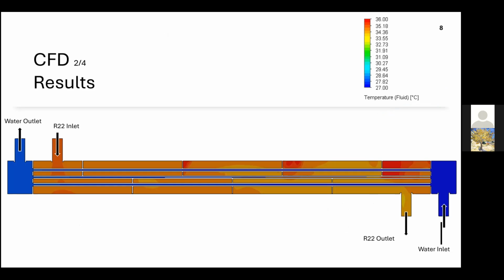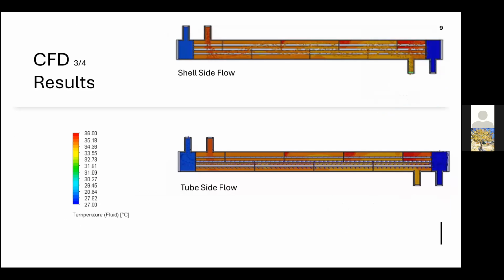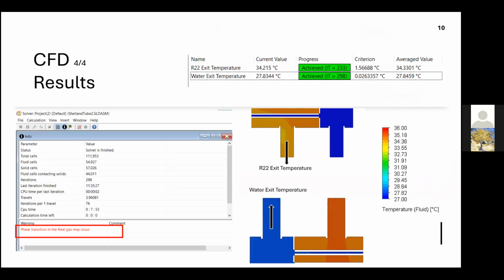Here are the CFD results. This shows the temperatures inside the tube and the shell. You can see that the shell actually cools down as it passes through the shell side and goes through the baffles with the mixing. Here's an animation of the shell side flow and tube side flow. The shell is moving up and down through the baffles there, and the water is flowing from right to left.